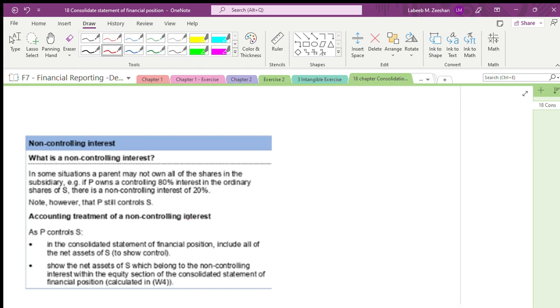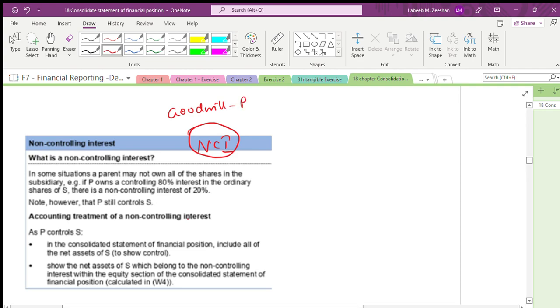What is the non-controlling interest? NCI, we will do NCI in every question. Goodwill belongs to whom? Goodwill belongs to the parent company. NCI belongs to whom? NCI belongs to the subsidiary company. That's all. More than that, we don't need anything as such.